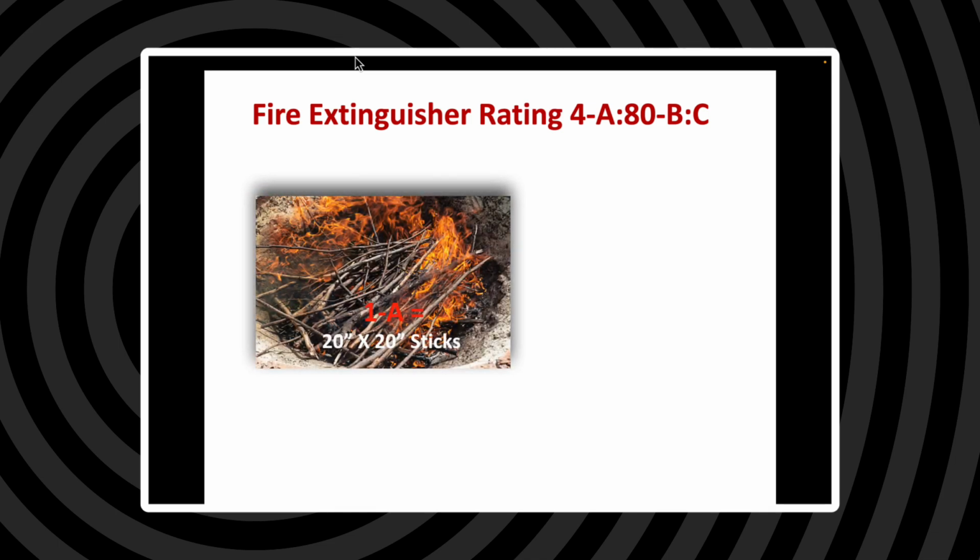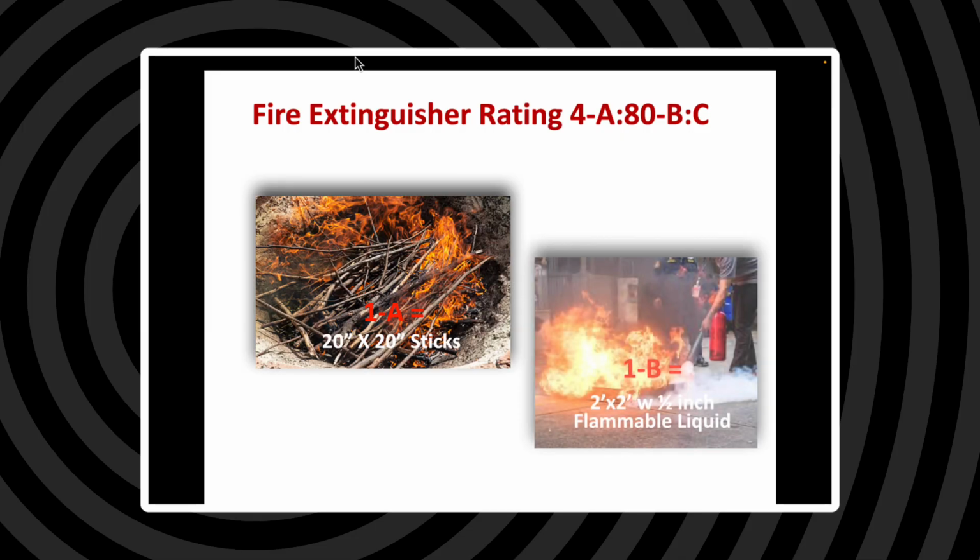Well, to start with, a 1A means a 20 by 20 bundle of sticks or twigs, and that fire is burning. That would be equivalent to a 1A fire. So if you had a 4A fire, it would equal 4 bundles of sticks. For flammable liquids, a 1B would be equivalent to a 2 foot by 2 foot, half-inch thick flammable liquid fire. So that gives you a little bit better idea of what those ratings mean.